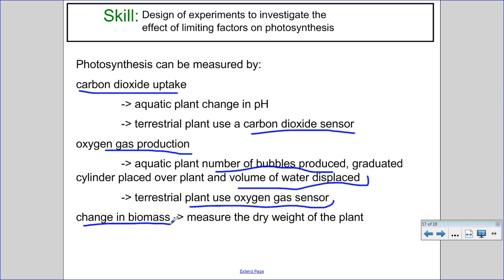As photosynthesis is performed and the plant is generating carbohydrates in the form of starch and cellulose, this will allow the plant to grow and increase in mass. So you could also measure the dry weight of the plant as a measure of photosynthesis as well.